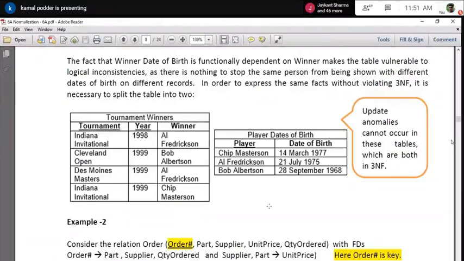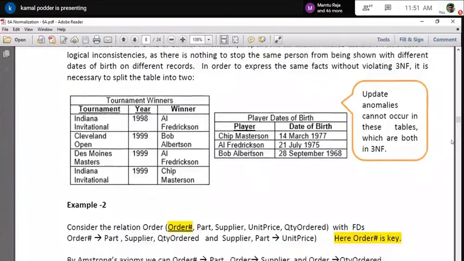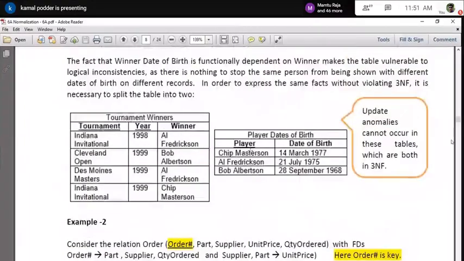So what you have to do is divide the table again. In this way you achieve the third normal form. I hope that you have understood all those things.